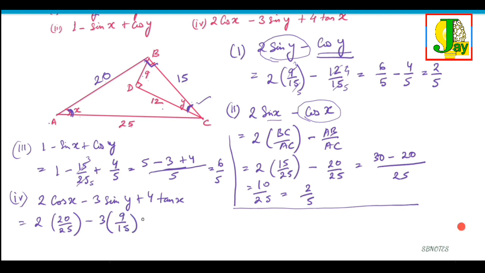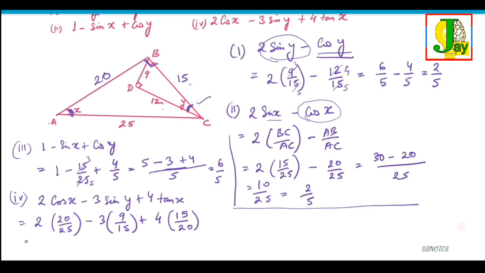9 by 15 plus 4 into, don't copy anything wrong. When you are copying from the other part, just make sure that you are writing it properly. 4 into tan x is sin x by cos x. Or you can simply use the ratio from the triangle. So tan x is opposite by adjacent. For this triangle we have opposite is 15 and adjacent is 20. So 15 by 20.